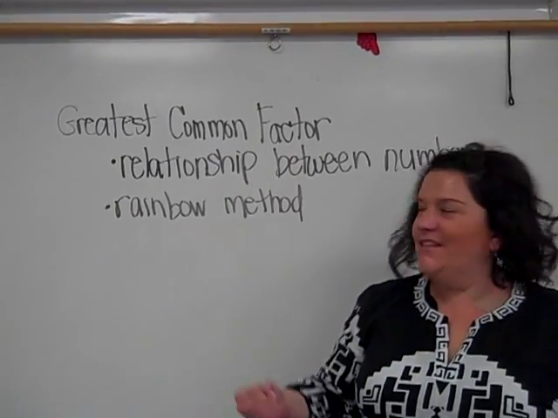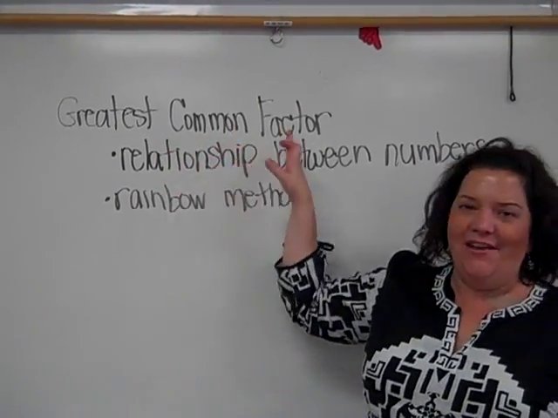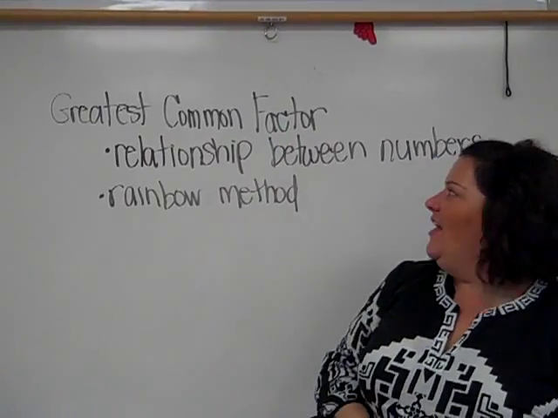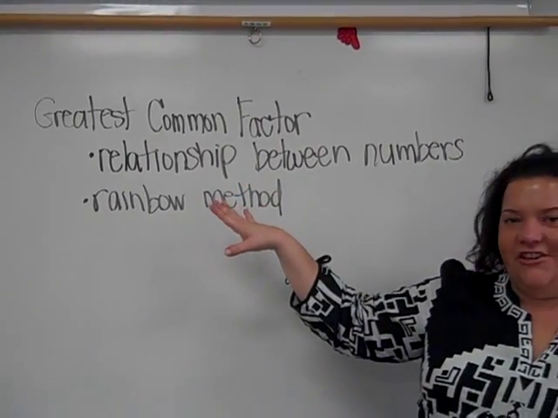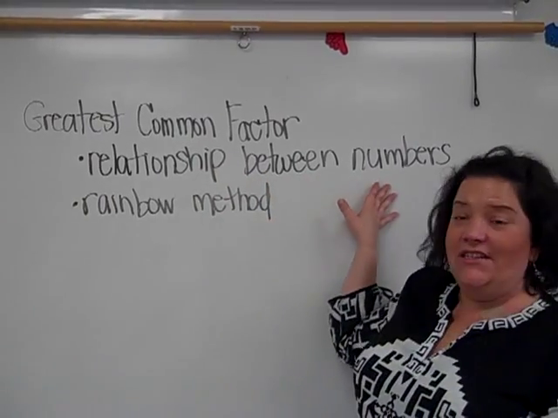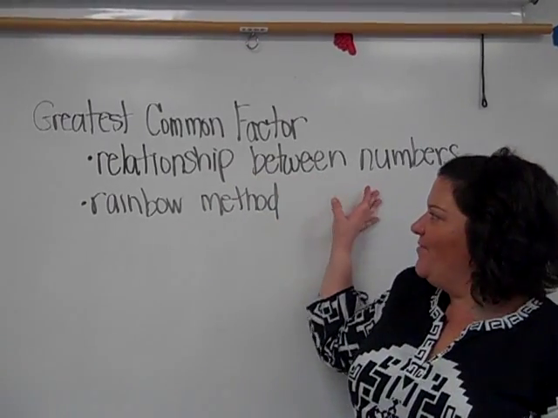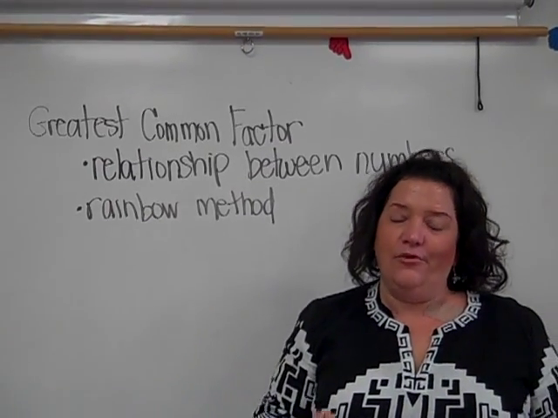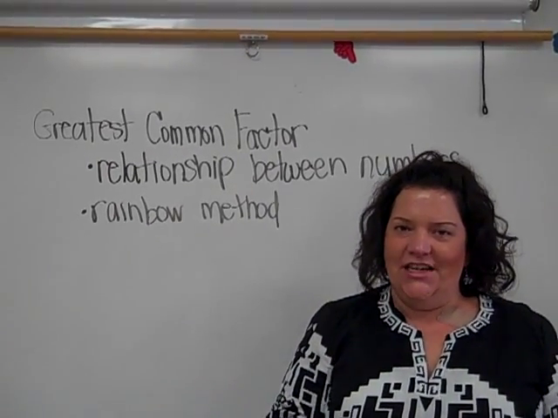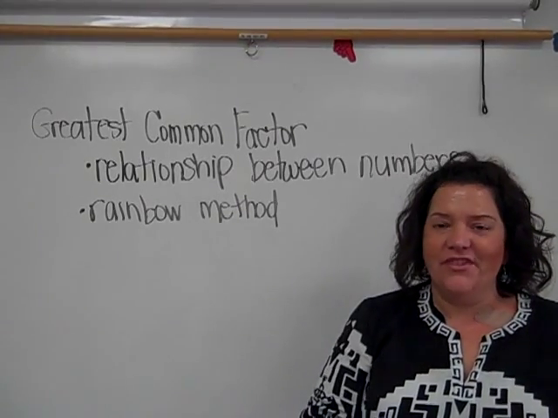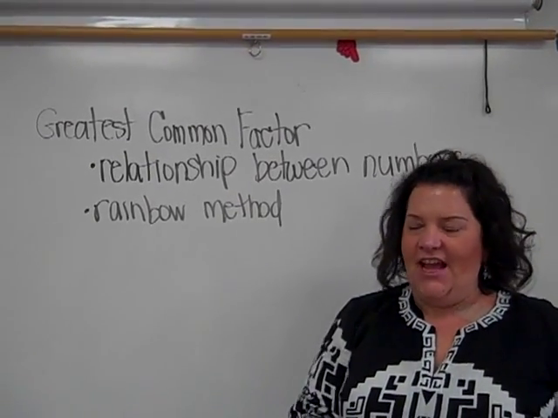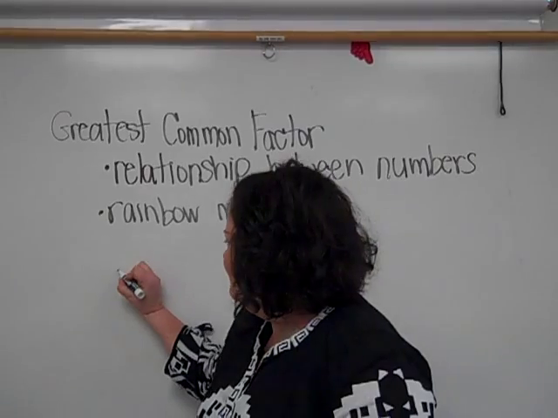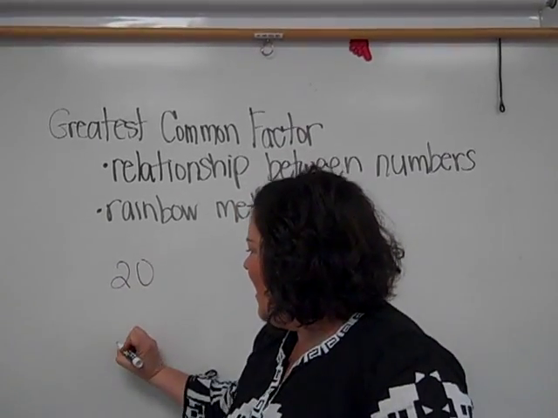This video is about greatest common factor. The greatest common factor talks about the relationship between certain numbers. We're going to be using the rainbow method to find the greatest common factor between two numbers. The two numbers we're going to use today are 20 and 12.